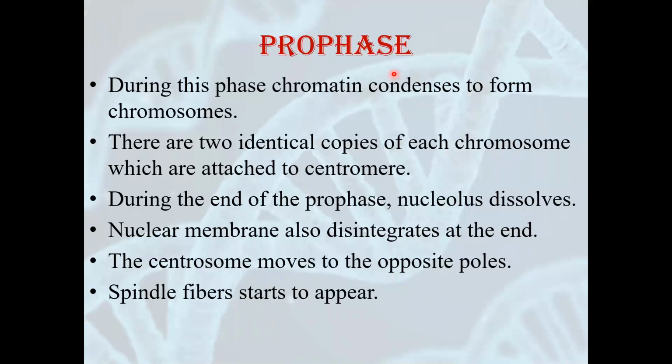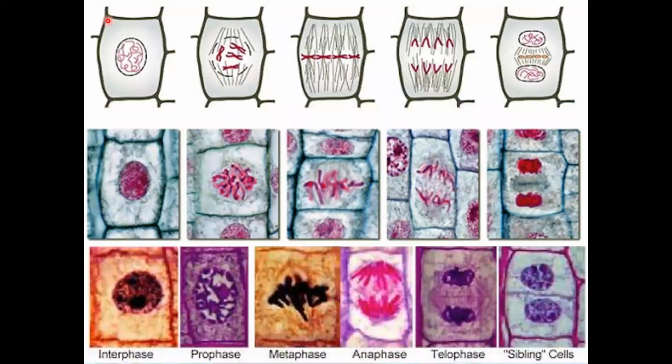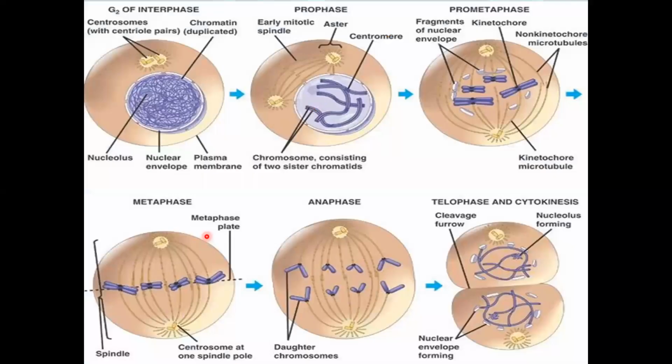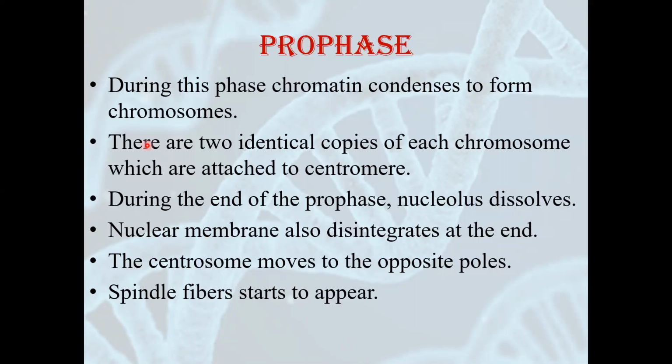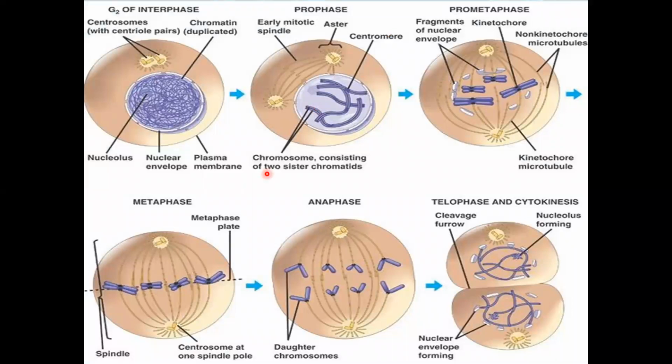Let us start with prophase. During this phase, chromatin condenses to form chromosomes. As I said earlier, the chromatin network will condense and form chromosomes. Condensation will start over here. There are two identical copies of each chromosome which are attached at the centromere. If you have studied the structure of a chromosome, here you can see, in the center there will be the centromere.